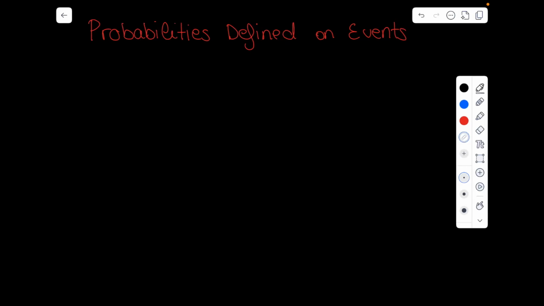I'm going to be explaining how probabilities are defined on events. So first of all, what's an event? Imagine you're running an experiment, like tossing a coin or rolling a die. The sample space, which we usually call S, is just a list of all possible outcomes.